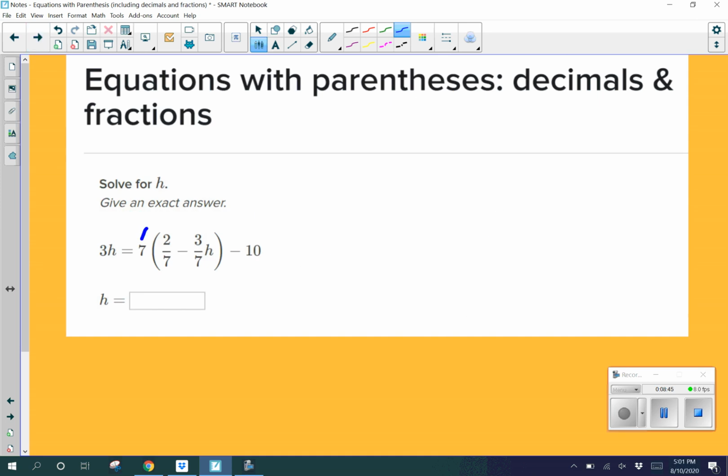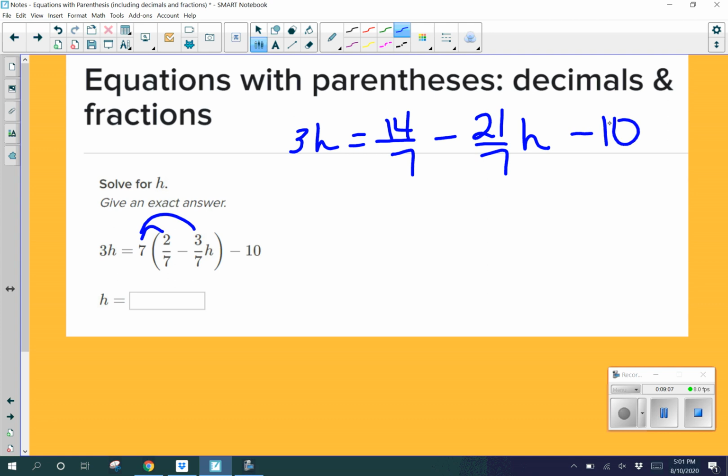Okay, here we've got to distribute a 7. So I'm going to keep 3h on the left-hand side as it is. And just watch what I do here. 7 times 2 sevenths is going to give me 14 sevenths. Minus 7 times 3 sevenths is going to give me 21 sevenths h. And then we've got minus 10 still there outside of the parentheses. Well, 14 divided by 7 is 2. Let's keep the 3h on the left. And 21 divided by 7 is 3. So we can actually simplify those fractions right there.